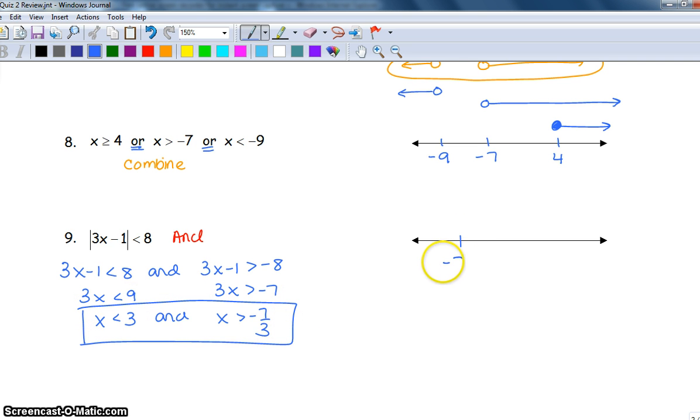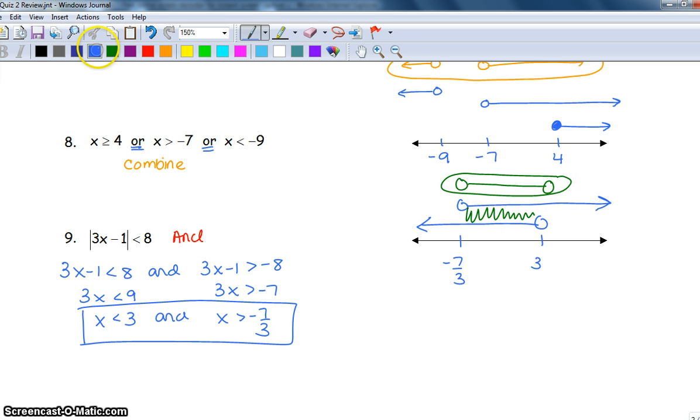So our negative number is smaller. So the negative 7/3 goes to the left. 3 goes to the right. Less than 3 means open circle to the left. Greater than negative 7/3, open circle to the right. And once again we have our "and," which is overlap. So we want all the numbers between negative 7/3 and a positive 3.